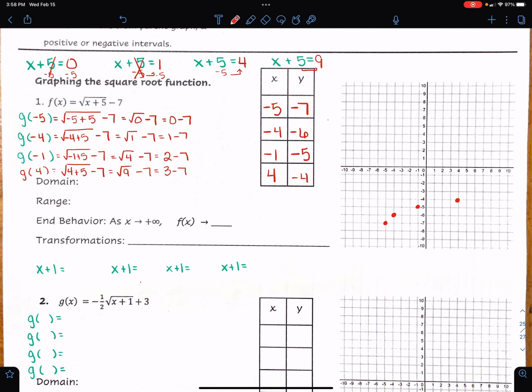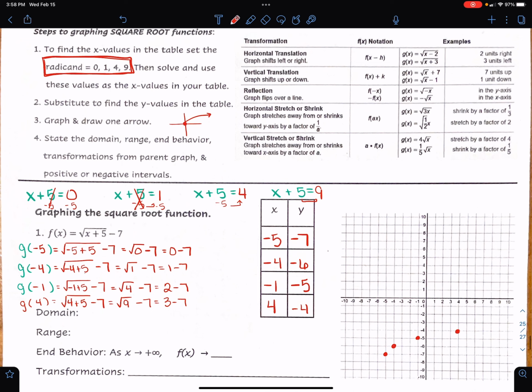Right? When we graph this, remember that our starting point is in the center, or the beginning. I shouldn't say it's in the center because it's been transformed. So it's the beginning, and then there's an arrow off to the right side.